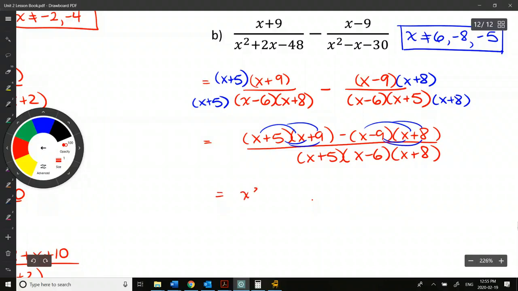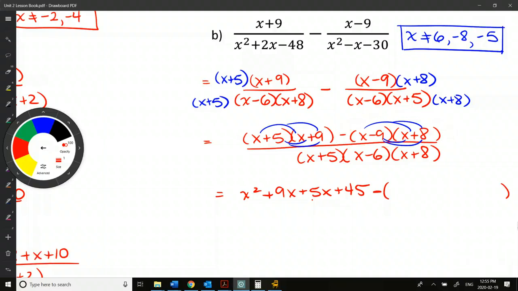Okay, so x squared plus 9x plus 5x plus 45. Here's a little thing to note. When you have a subtraction in between, when I FOIL out the second bracket, I'm actually going to leave it in brackets, because this minus sign applies to every term in this expansion. So leave your second expansion in brackets. The negative must go into everything there after you do that. Okay, so it'll be x squared plus 8x minus 9x minus 72.